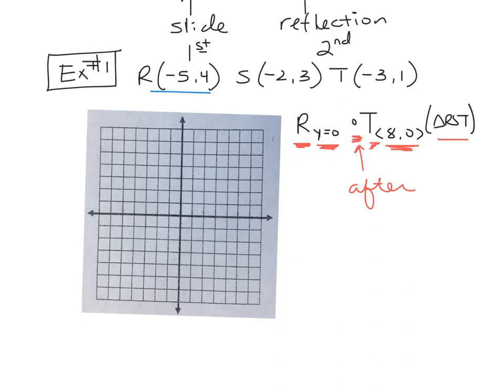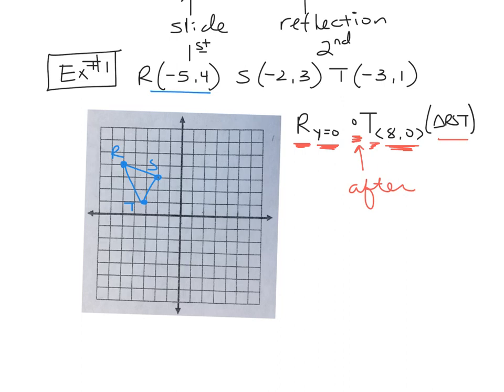R is -5, 4. So here's point R. S is at -2, 3. And T is at -3, 1. So we have this triangle currently, okay? And then it says a reflection over y equals 0 after a translation of 8, 0, okay?